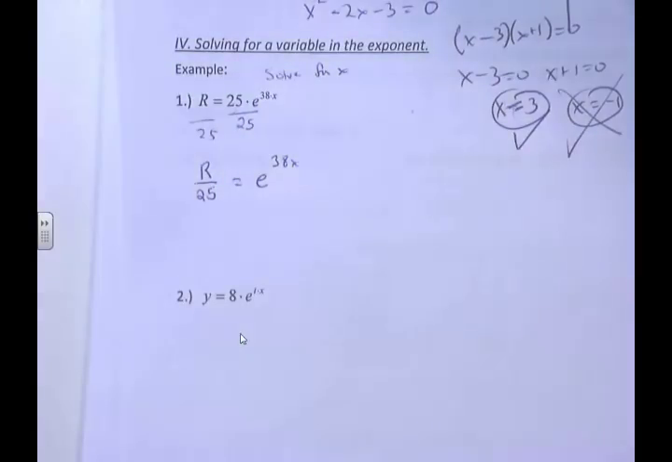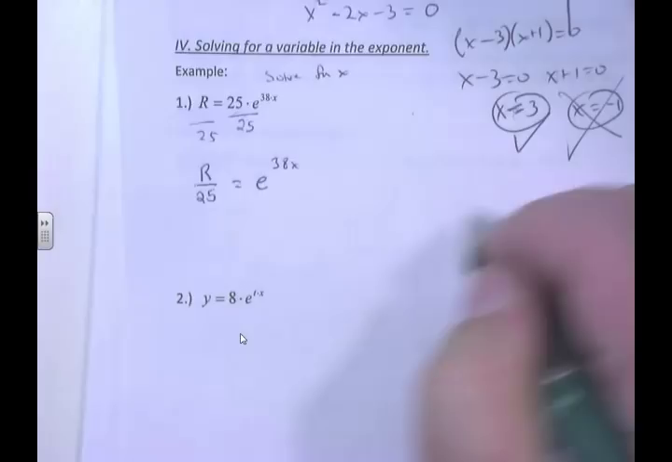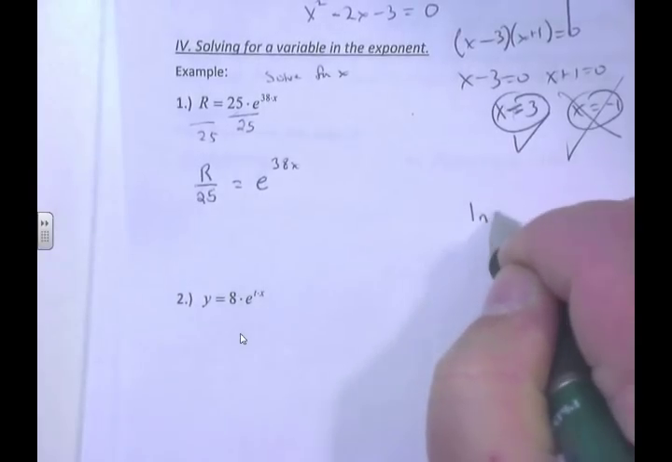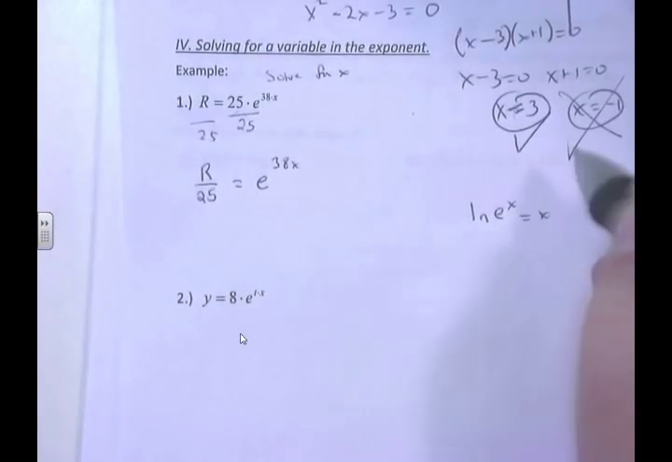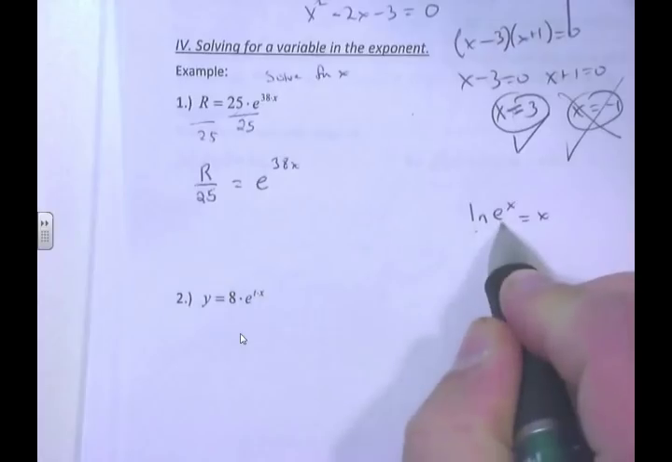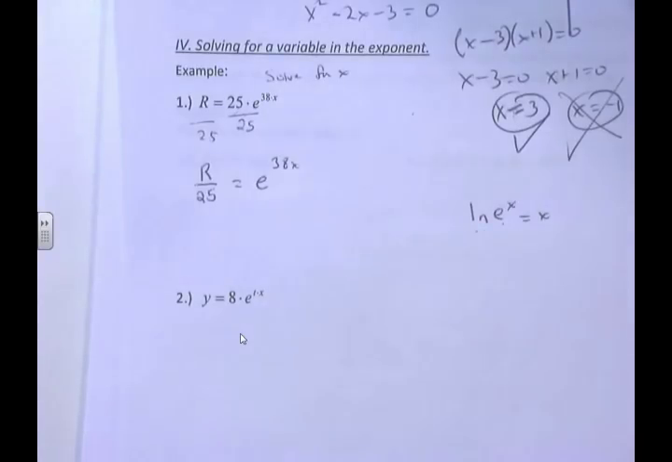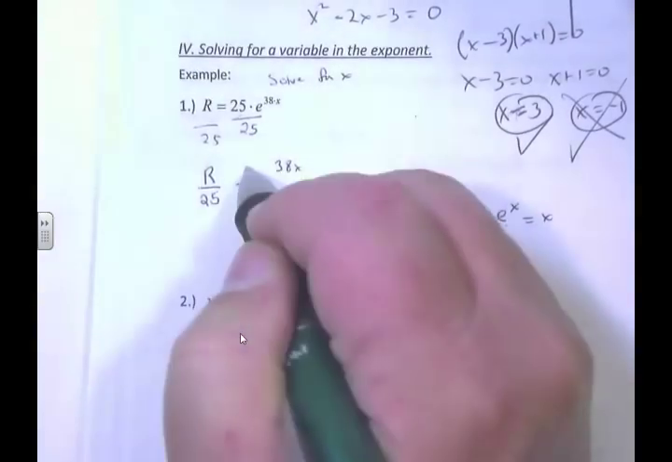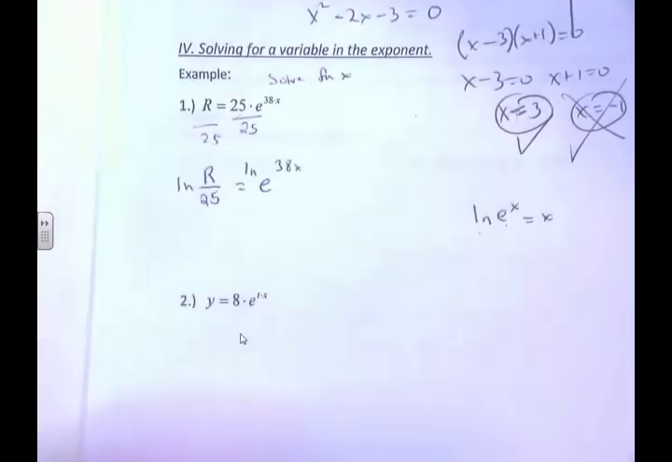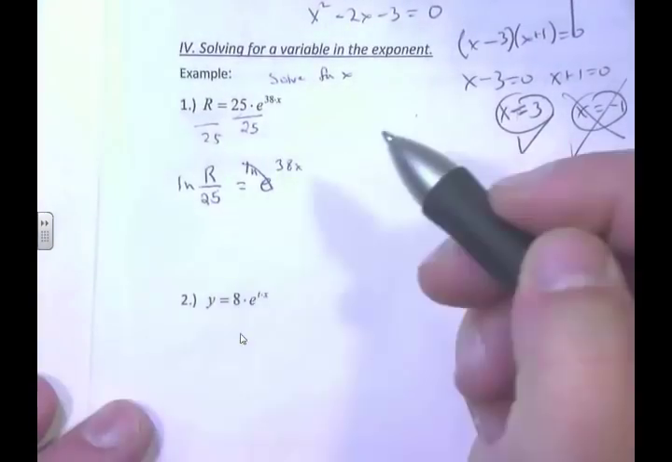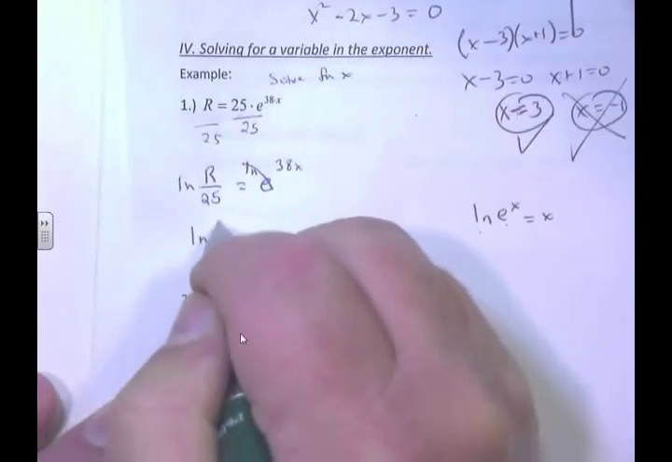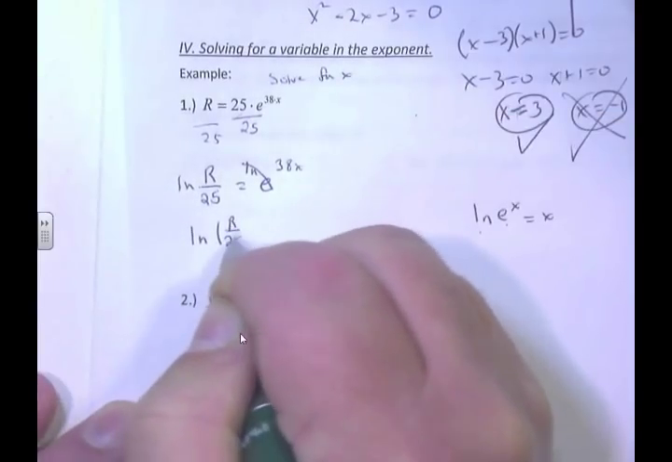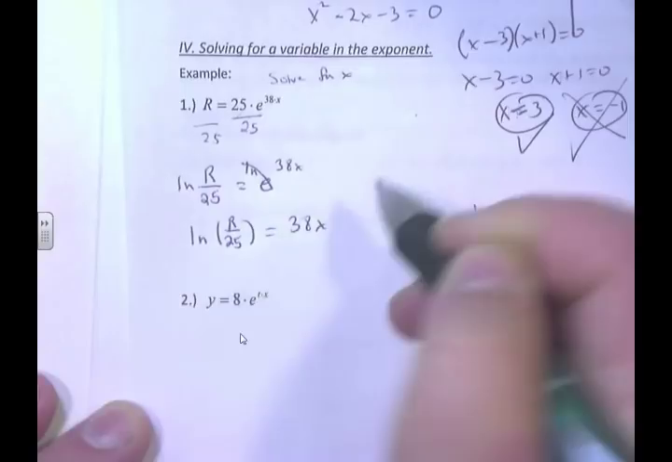Get the e by himself, because the property that you're going to use is this: the natural log of e to the x is x. The natural log has to be right beside the e to the x, so they're inverses and can cancel, so you get x out of it. Once I've got the e by himself, I'm going to take the natural log of both sides. Perfectly legal. What I do to one side, I do to the other. The natural log and the e cancel, leaving me with the natural log of r over 25 equals 38x.